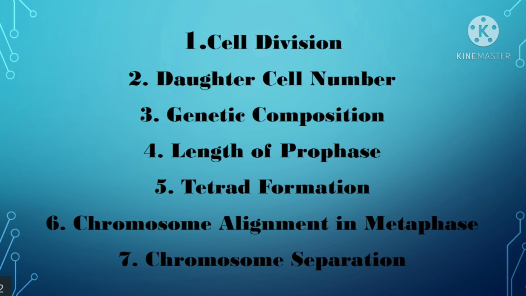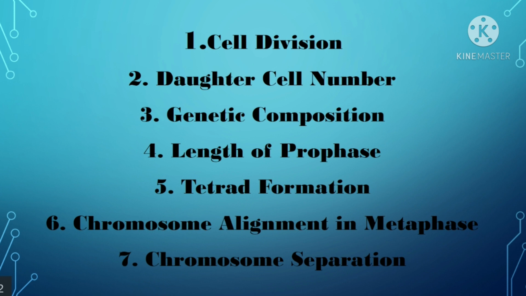Number 2, the daughter cell number. In mitosis, 2 daughter cells are produced, while in meiosis, 4 daughter cells are produced.